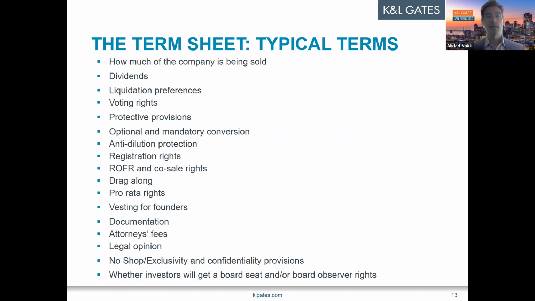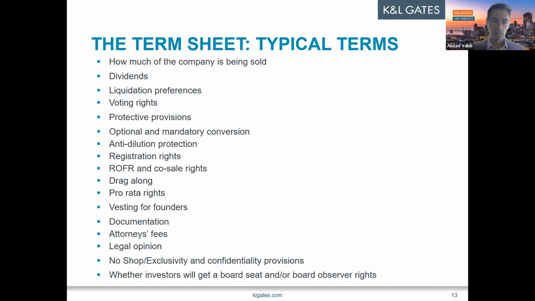Optional or mandatory conversion: the preferred by its nature can oftentimes be converted into common upon certain things happening. It's important to understand what those conversion situations are. Anti-dilution protection: if you later on go to sell stock at a lower price than the existing investors paid, do they have a right to get additional stock at that reduced price? Is there some other mechanism? Is there an ability for them to continue to buy and maintain their percentage interest in the company? All designed to help them protect their investment.